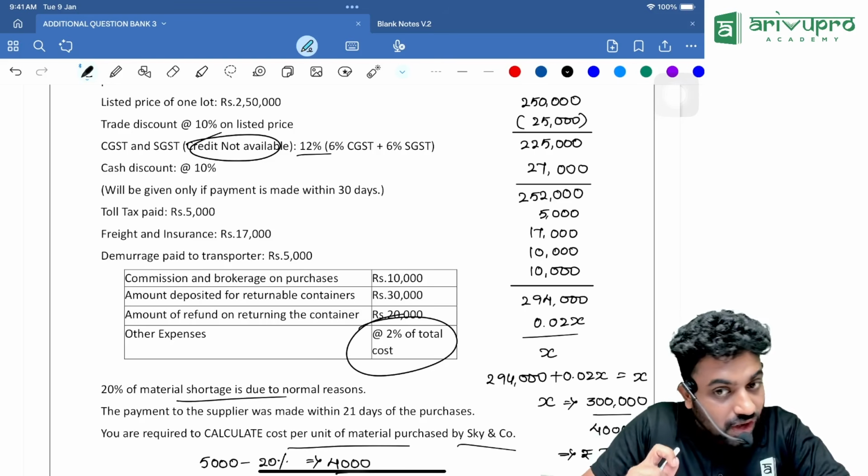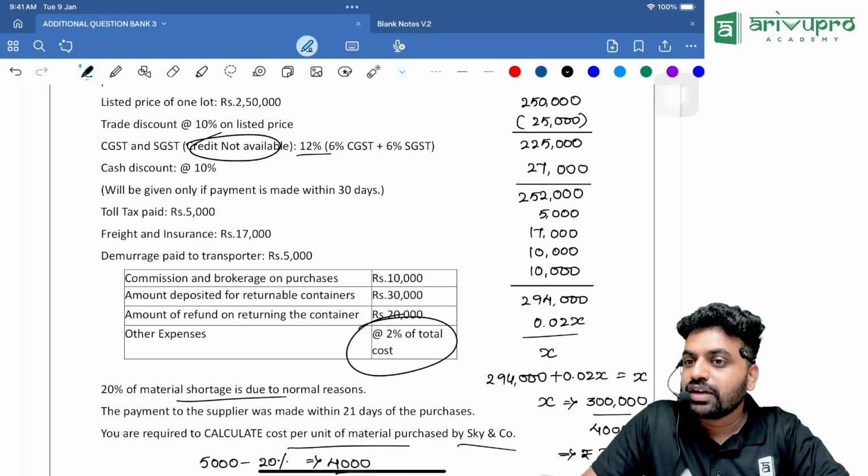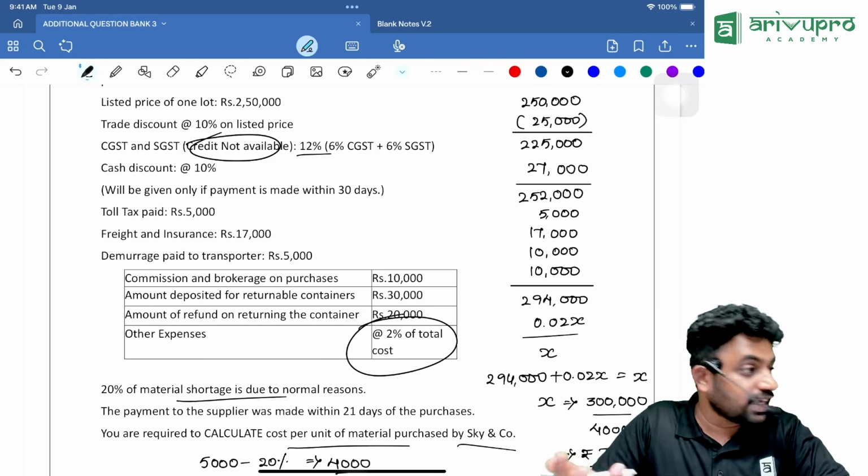The reason is, conceptually it is very important. So this question is also conceptually very important: which to be added, which to be reduced. That's why they can ask.